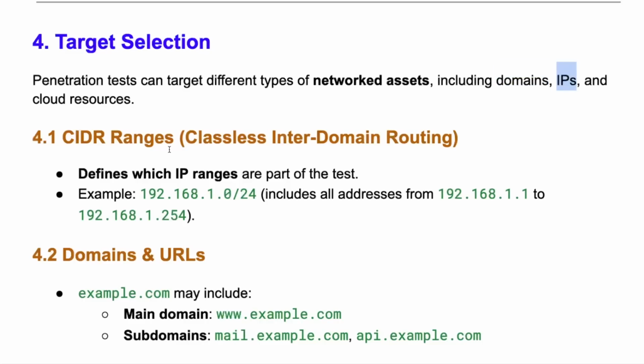For example, we have classless inter-domain routing, also known as CIDR ranges. This is why we said, as a part of the prerequisites, that it's good for you to know basic networking concepts, because this is a networking concept. If you don't know what this means, you're going to have a tough time wrapping your head around this. The CIDR range defines which IP ranges are a part of the test.